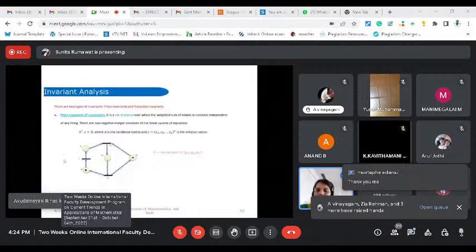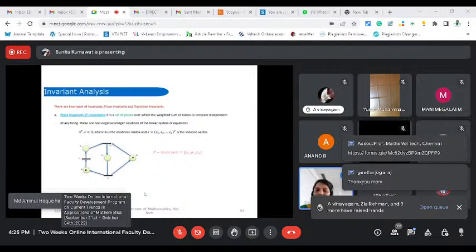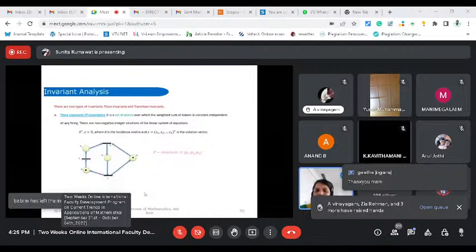So invariant analysis, there are two types of invariant analysis: place invariant and transition invariant. Because like already we have discussed that Petri net is a tool which has two-fold features, graphical as well as mathematical. So graphically we have seen how it is happening. Now some mathematical operations are there. By using some equations we can analyze the system.